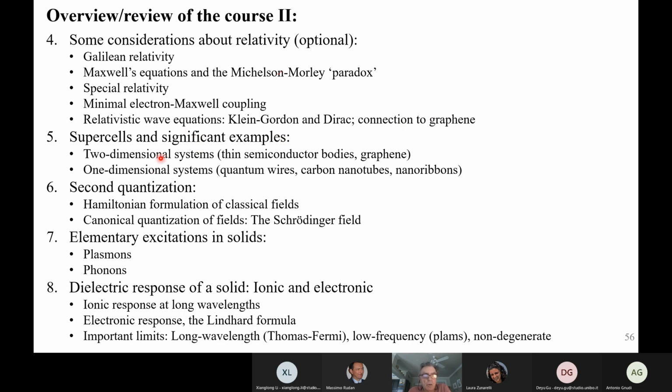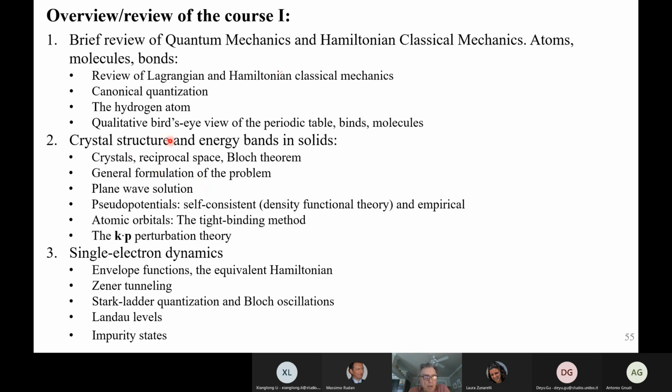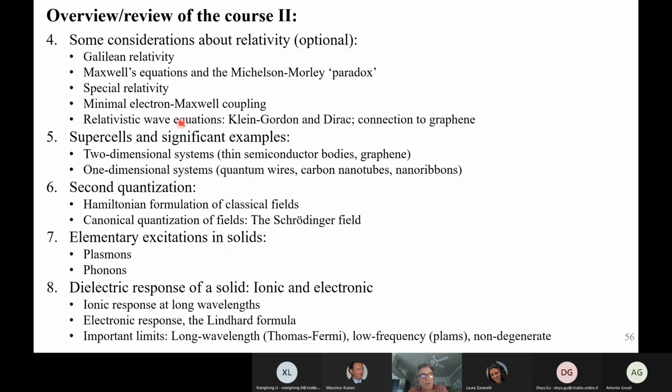Then we saw what you do to use the crystal structure. Maybe we saw it before, I forget when we saw it. Crystal structure and how you calculate the band structure in low dimensionality materials, looking at supercells. We looked at thin semiconductor bodies, graphene. We looked at one-dimensional examples, quantum wires, and briefly carbon nanotubes and nanoribbons. We spent a little bit of time with armchair graphene nanoribbons even today.